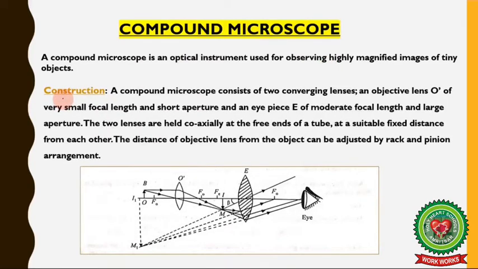Let's see the construction of the compound microscope. A compound microscope consists of two converging lenses, an objective lens O', this one, of very small focal length and short aperture, and an eyepiece, this one, of moderate focal length and large aperture. The two lenses are held coaxially at the free ends of the tube. So these two lenses are coaxial, means their centers are the same, at a suitable fixed distance from each other. The distance of the objective lens from the object can be adjusted by a rack and pinion arrangement. So you can adjust the distance of the objective lens from the object.